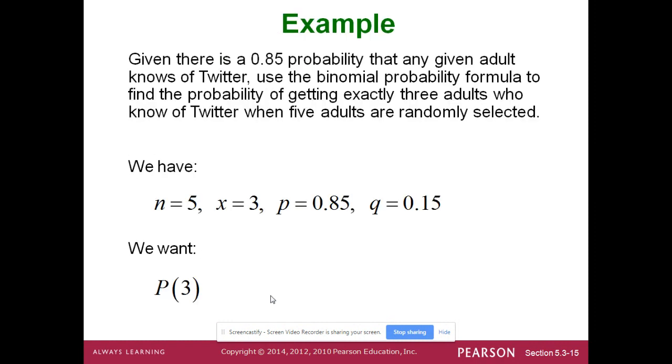So, let me get to the problem. All right, so here's our problem. We want to find the probability of exactly 3 out of 5 adults that we asked. Okay, so in 5 trials, 3 successes. Probability of success is 0.85. Probability of failure is 0.15. Binomial probability distribution. Meets all those requirements. We want probability of exactly 3.